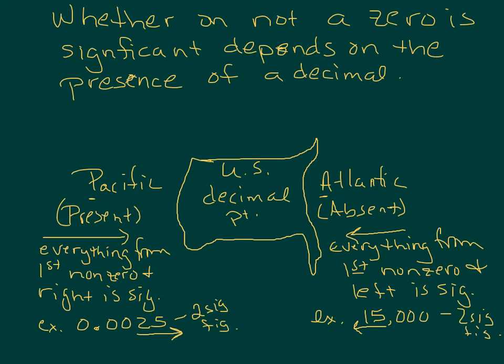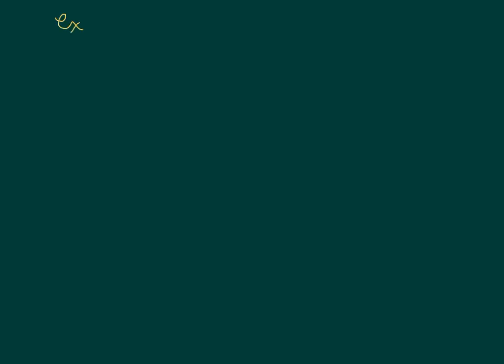Okay, so what we're going to do now is look at a couple more examples. I'm going to move to a new slide. Let's look at example number 3: 0.030. I have a decimal present, so I'm going to find my first non-zero digit, and count from that first non-zero digit to the right. Everything from the first non-zero digit and right will be significant. So here there's 2 significant figures.